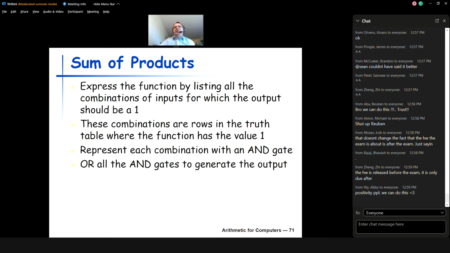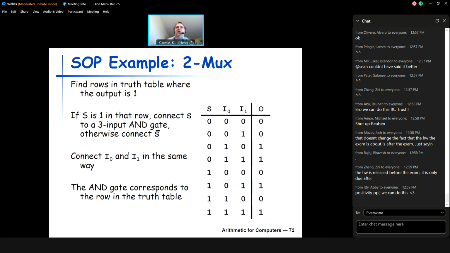So let's talk about these two methods in more detail and look at how we can actually do that. For the sum of products, we first have to express the function by listing all the combinations from the truth table where output is 1. We only look at those rows for which the function is 1, and we represent each combination of inputs in that row with an AND gate. And then, last step, we OR the results of all those AND gates. So the OR gate would be the second layer, AND gates will be the first layer. And the example is right here to make things clearer.